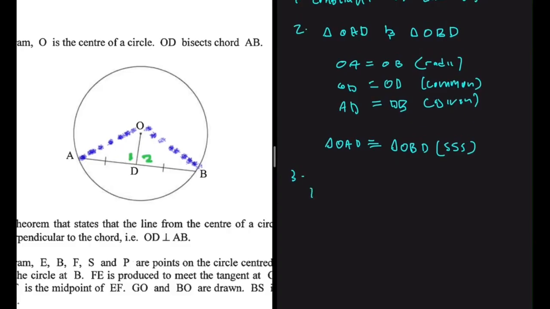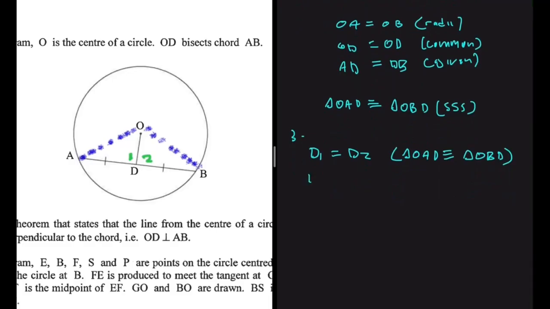But we know that D1 is supposed to be equal to D2. Why am I saying that? Triangle OAD is congruent to triangle OBD, so all corresponding angles should be equal to each other. So D1 should be equal to D2. But then it's easy to say that D1 plus D2 is equal to 180 degrees, as they are angles on a straight line.